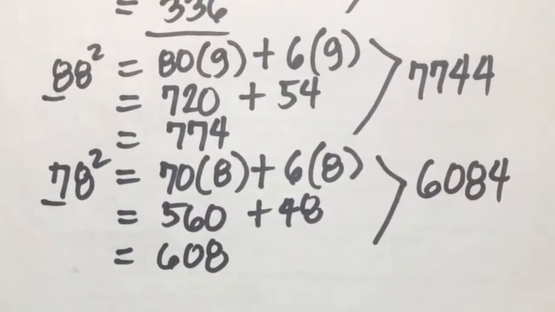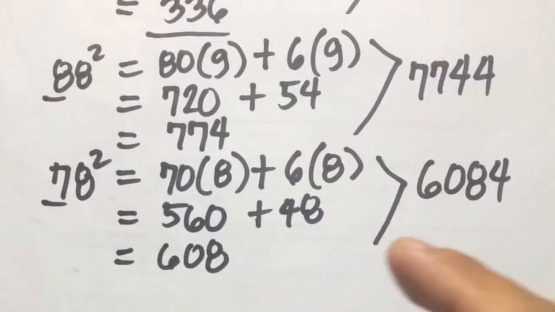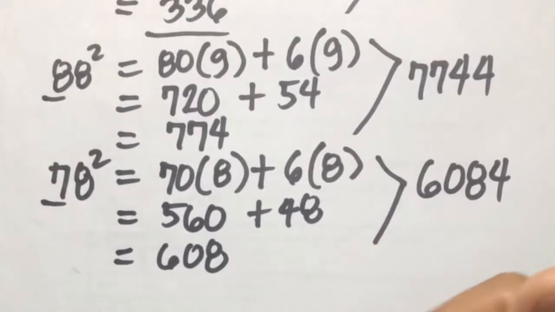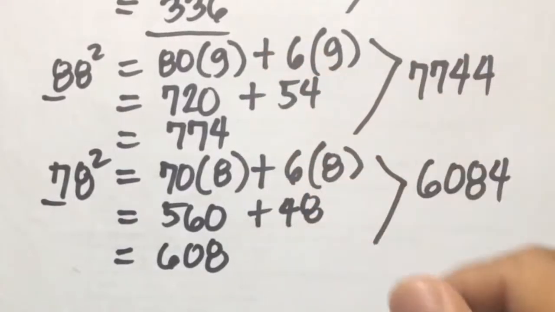So again, with this trick, you can mentally square two-digit numbers ending in 8. Just follow the procedures here, then you can solve it mentally.